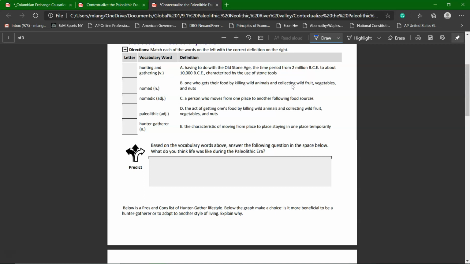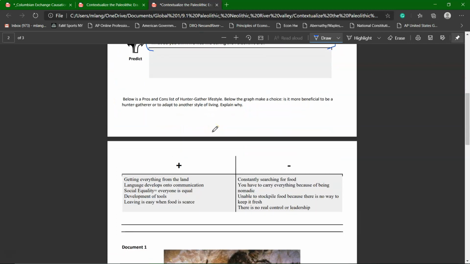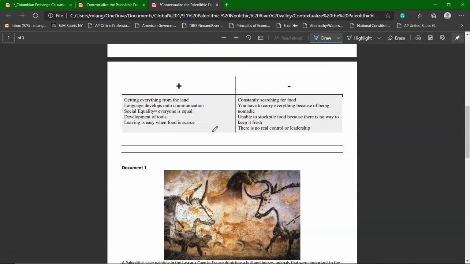You're going to be doing a quick vocabulary section. Make sure you take a look at whether it's considered a noun or an adjective, and match that exactly with the definition here. After you do that, you will then answer this question. It's similar to the last question: what do you think life was like during the Paleolithic Age based on some of the things you learned here? As in, what can you tell based on what the terms are, what life was like, what's really focused on?